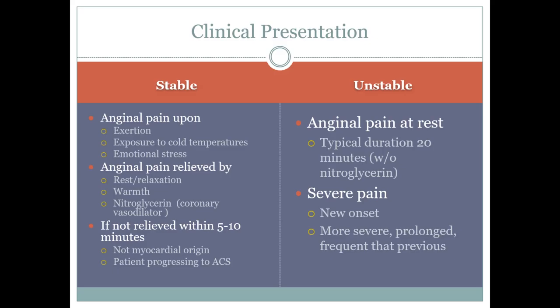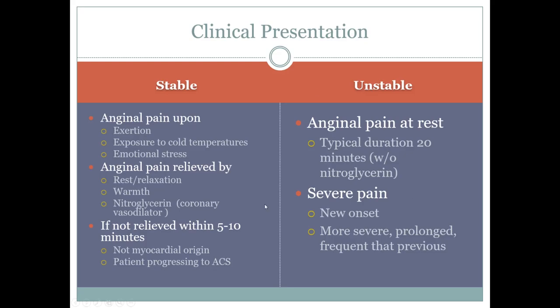So if you're not relieved by rest or nitroglycerin, for example, one, it might not be myocardial in origin. Okay? It could be reflux or some other sort of indication causing some chest pain. Or it could be that you're just rapidly progressing and having more of an acute coronary syndrome, unstable angina, or one of the MIs that you need to seek help for immediately, right?